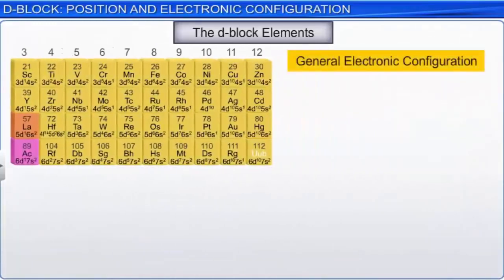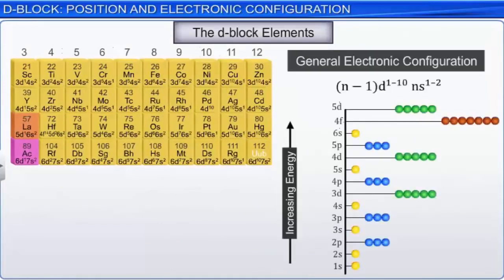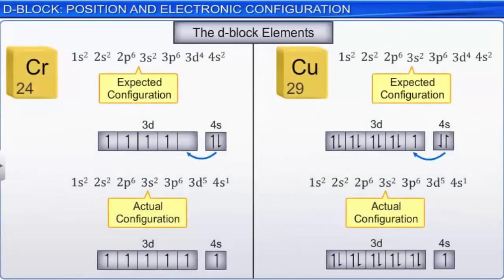The general electronic configuration of these elements is (n-1)d1 to 10 ns1 to 2. This generalization has several exceptions, because the energy difference between the ns and (n-1)d orbitals is less, and the transition of electrons between ns and (n-1)d takes place readily. Furthermore, atoms of the d block elements try to fill their available d orbitals either partially with 5 electrons or completely with 10 electrons whenever possible.